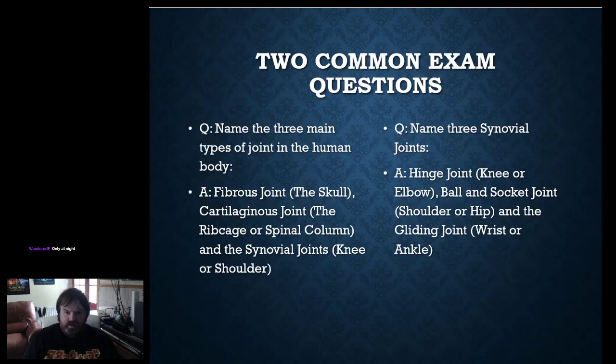Other than that, I've got a common exam question up there, which is to name the three main types of joint in the human body. If I say three main types of joint, I'm looking for fibrous joints, cartilaginous joints, and synovial joints. And if I ask you to name three synovial joints, I want hinge joint, ball and socket, and gliding, working down the arm. Ball and socket, hinge, gliding joint there. That basically covers everything for us there.